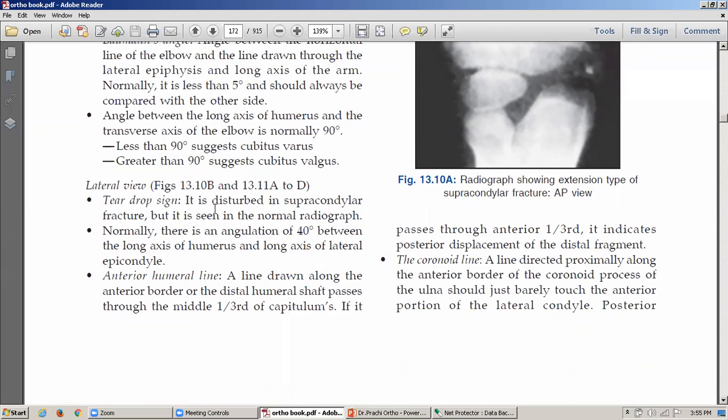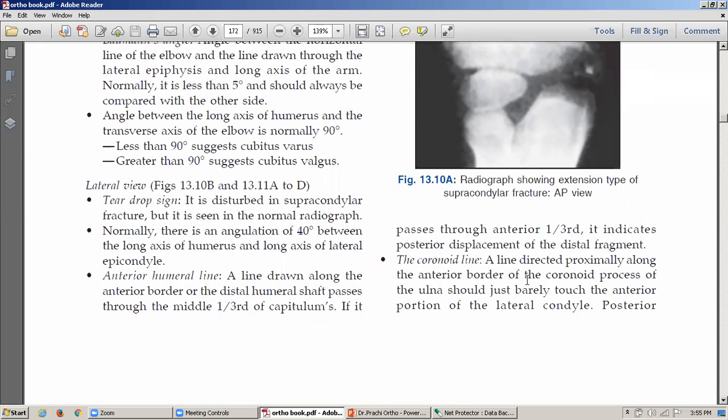Then the lateral view. The lateral view shows a teardrop sign, which is disturbed in supracondylar fracture and is seen in the normal radiogram. Normally there is an angulation of 40 degrees between the long axis of the humerus and the long axis of the lateral epiphysis. The anterior humeral line is a line drawn along the anterior border of the distal humerus shaft, which passes through the middle one-third of the capitulum. If it passes through the anterior one-third, it indicates a posterior displacement of the distal fragment.